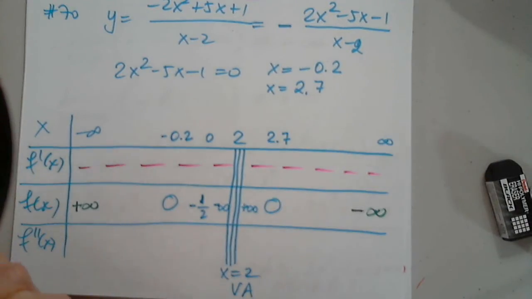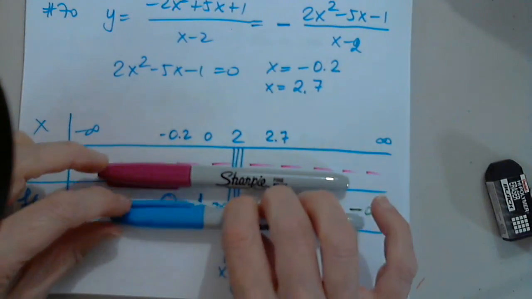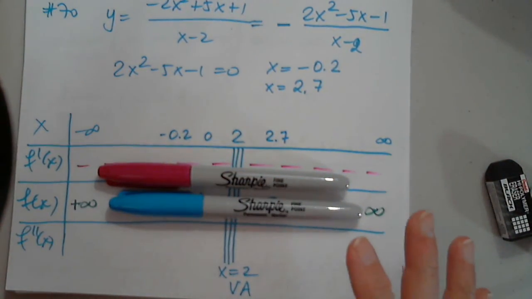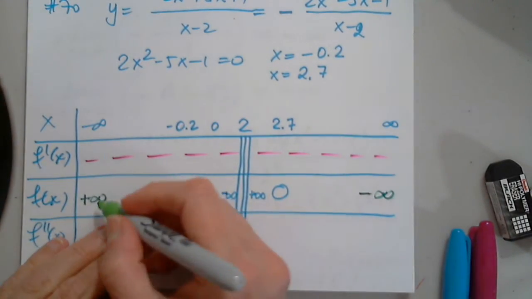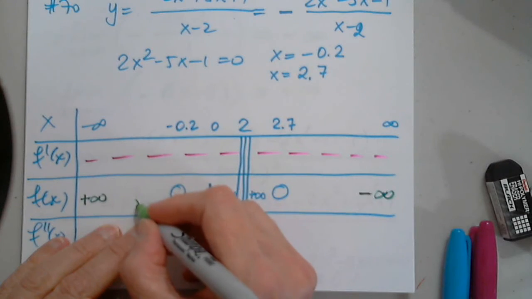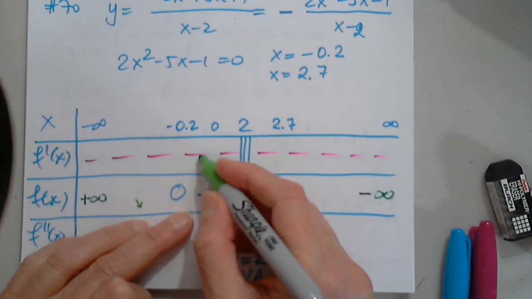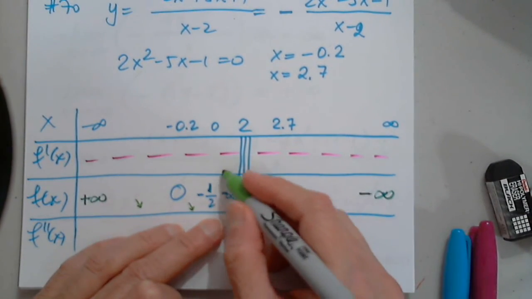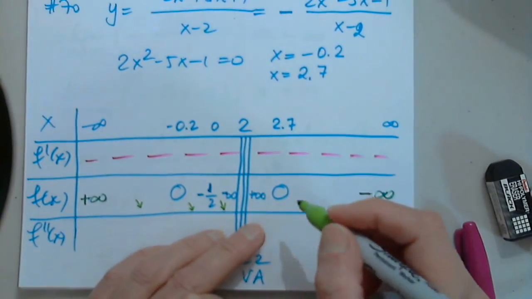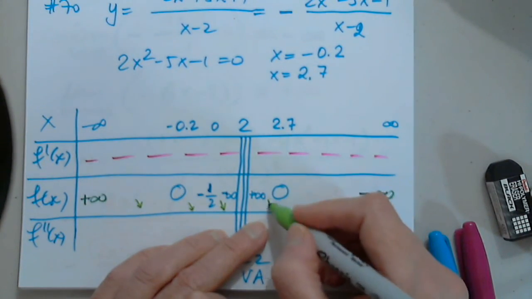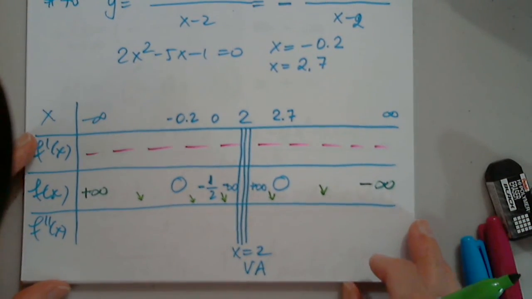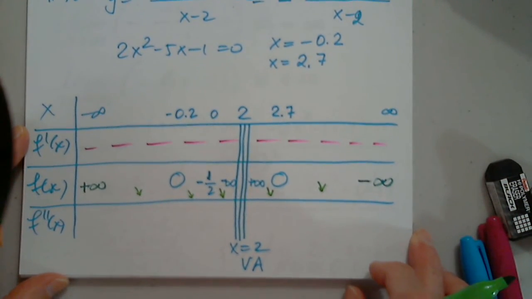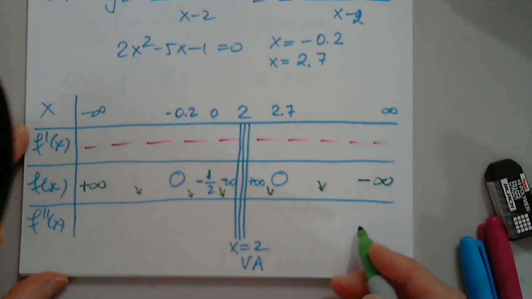So now, the moment of truth. If these two rows don't work well together, then I'll say, oops. Okay. From positive infinity to 0, yes, that's acceptable. From 0 to negative 1/2, yes, that's acceptable. From negative 1/2 to negative infinity, awesome. From positive infinity to 0, yes, yes. From 0 to negative infinity, yes, awesome. Great job.